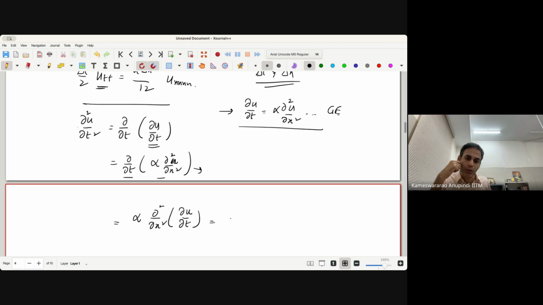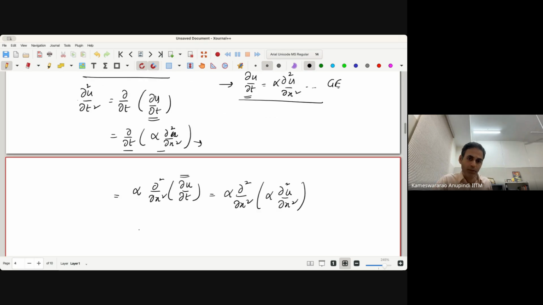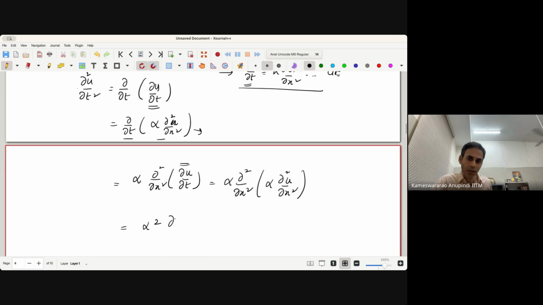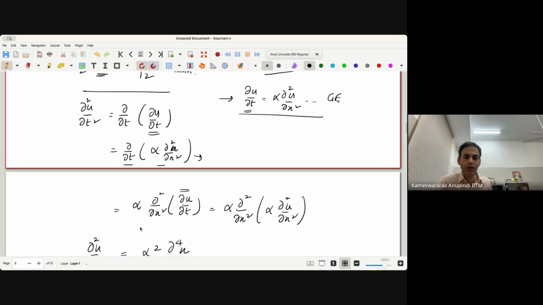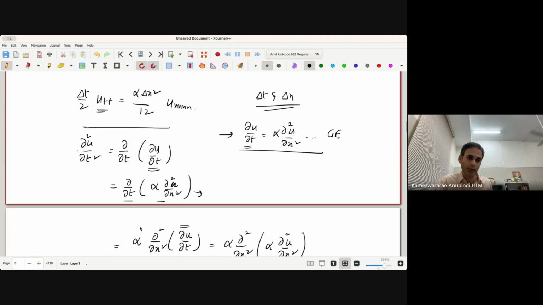If I can do this, then what I have is dou square by dou x square, and I have dou u by dou t again, but dou u by dou t from my governing equation is again alpha dou square u by dou x square. If this is the case, what I have is alpha square dou to the power 4 u by dou x power 4, right? That means my dou square u by dou t square came out to be alpha square dou power 4 u by dou x power 4.